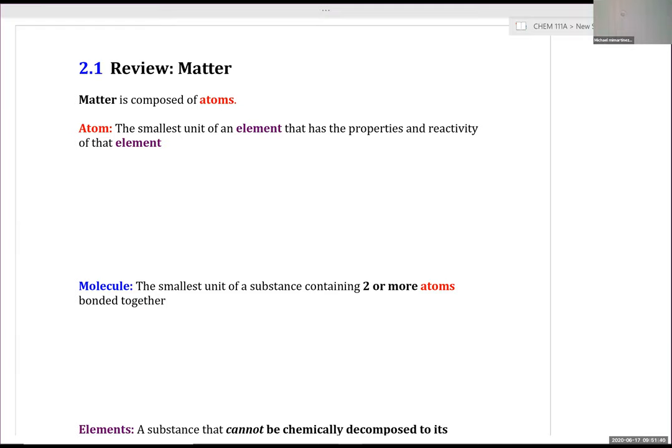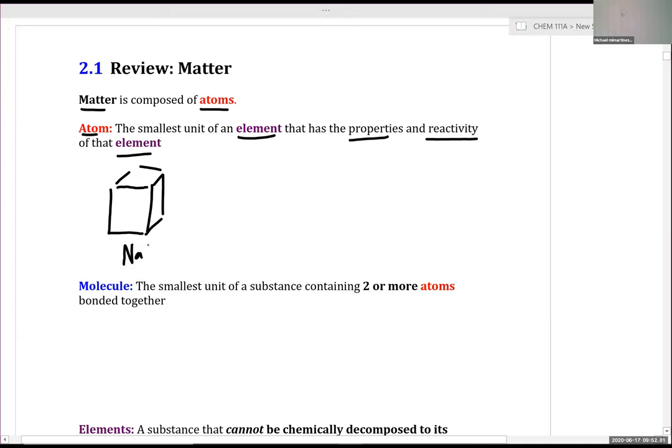We previously established that matter is composed of atoms, where an atom is the smallest unit of an element that has the properties and reactivity of that element. For example, we used this example previously that a block of sodium metal will react with water. If we have some water and we place the block of sodium metal in water, we will see that sodium reacts with water.